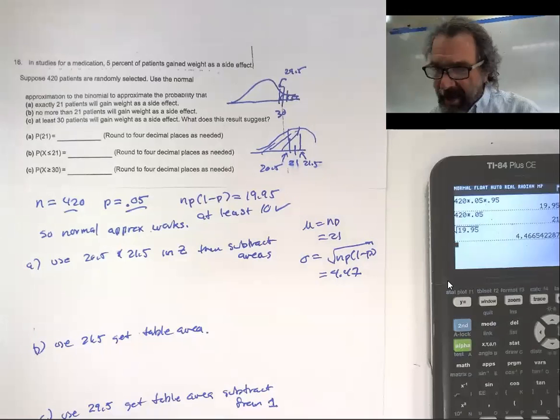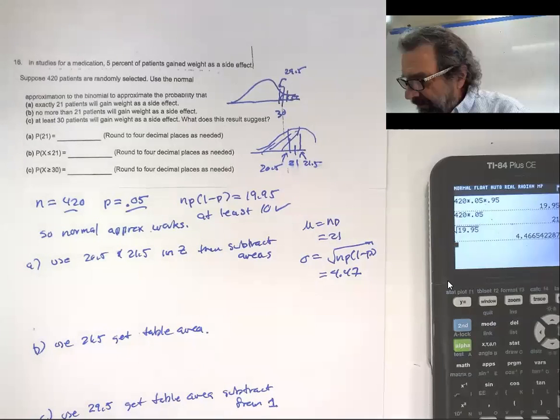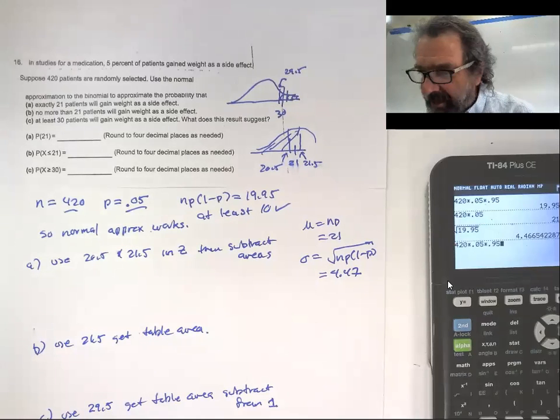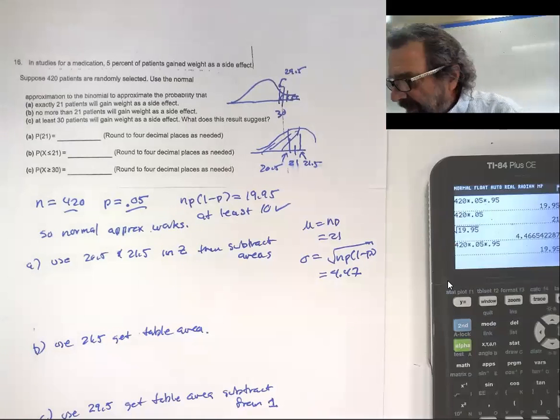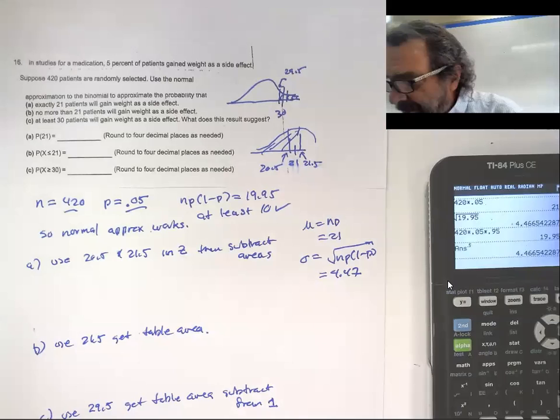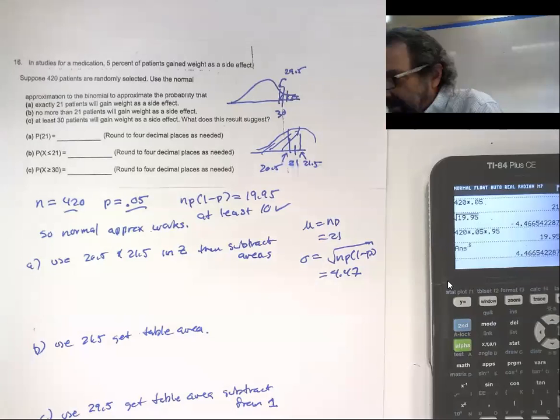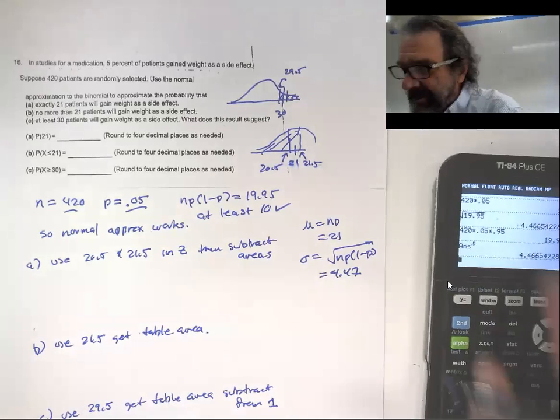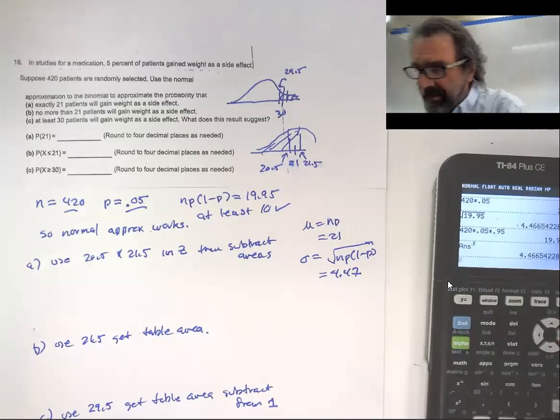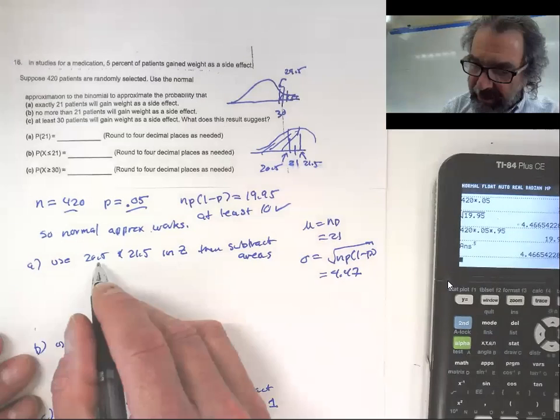So n is 420 times 0.05 times 0.95. That can't possibly be wrong. That's np(1 minus p), and then take the square root. 4.47. Okay, what did I think it was back here? I guess I just blindly thought it was 4.67. I just misread it. I think I just forgot about this 4 and said 4.67, but I think we did it right. And then we're going to use those two numbers in Z.